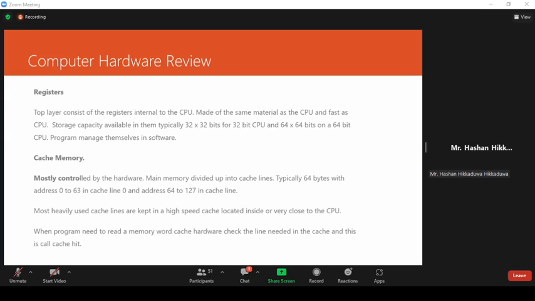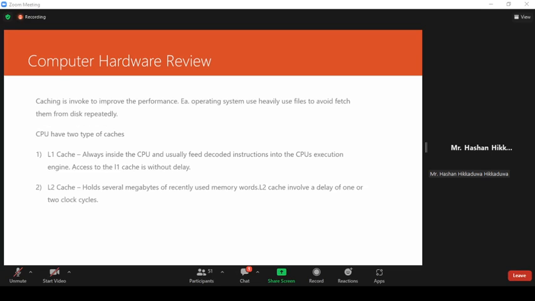When a program needs to read a memory word, the cache hardware checks whether the line needed is in the cache. This is called a cache hit. Sometimes you may have heard this term, cache hit. Caching is used to improve performance. For example, the operating system uses heavily used files to avoid fetching them from disk repeatedly.